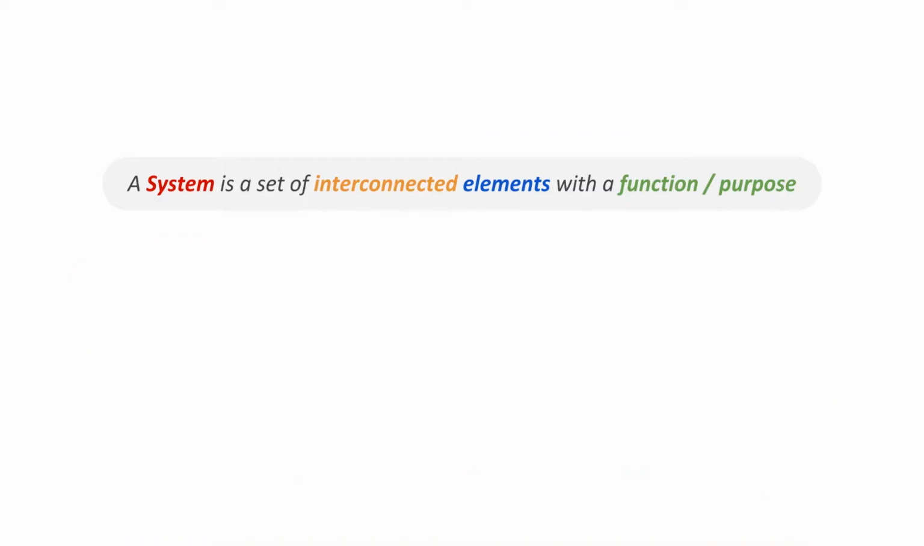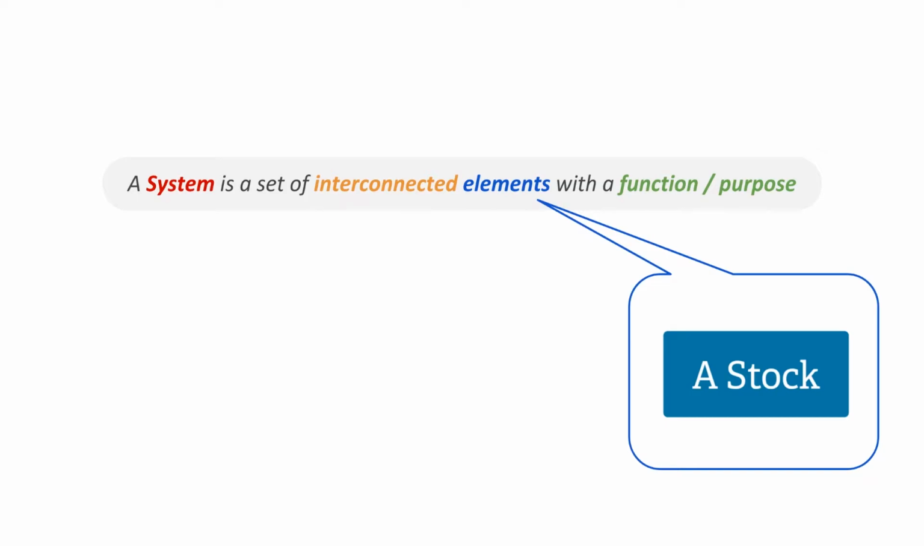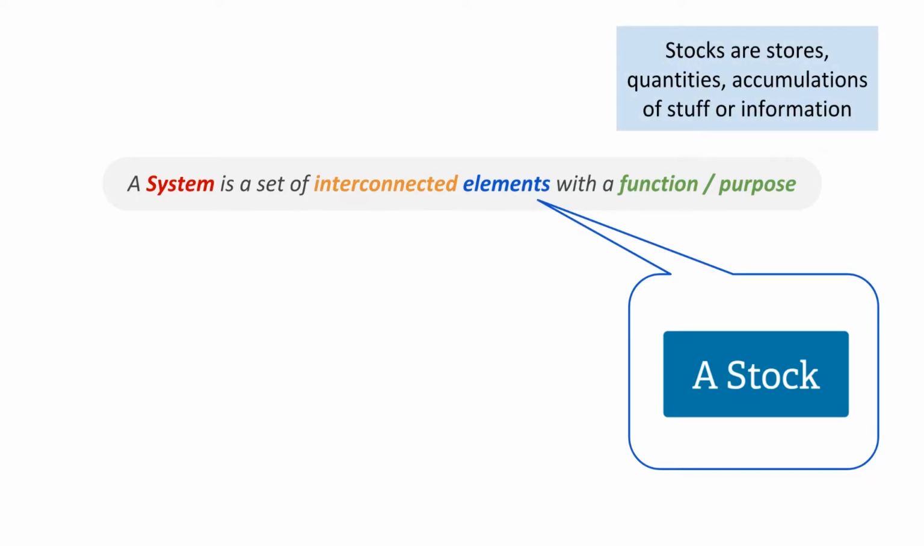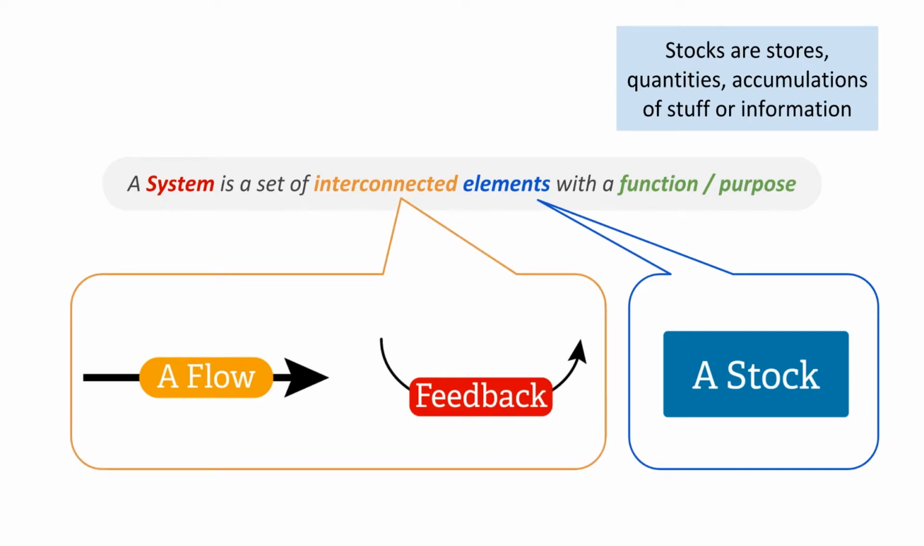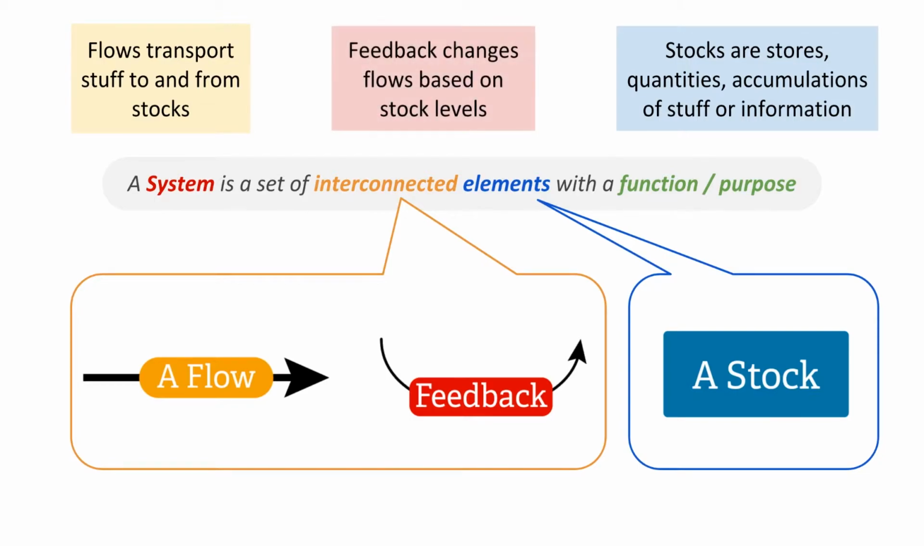Now that we hopefully have an increased understanding of what systems are, we can start to build models and see how these models behave over time. We'll be modeling the elements of a system with stocks. Stocks are basically what they sound like. They're stores, quantities, or accumulations of stuff or information. And we'll be modeling the connections by flows and feedback. So flows transport stuff to and from stocks, while feedback changes the rate of these flows based on stock levels.